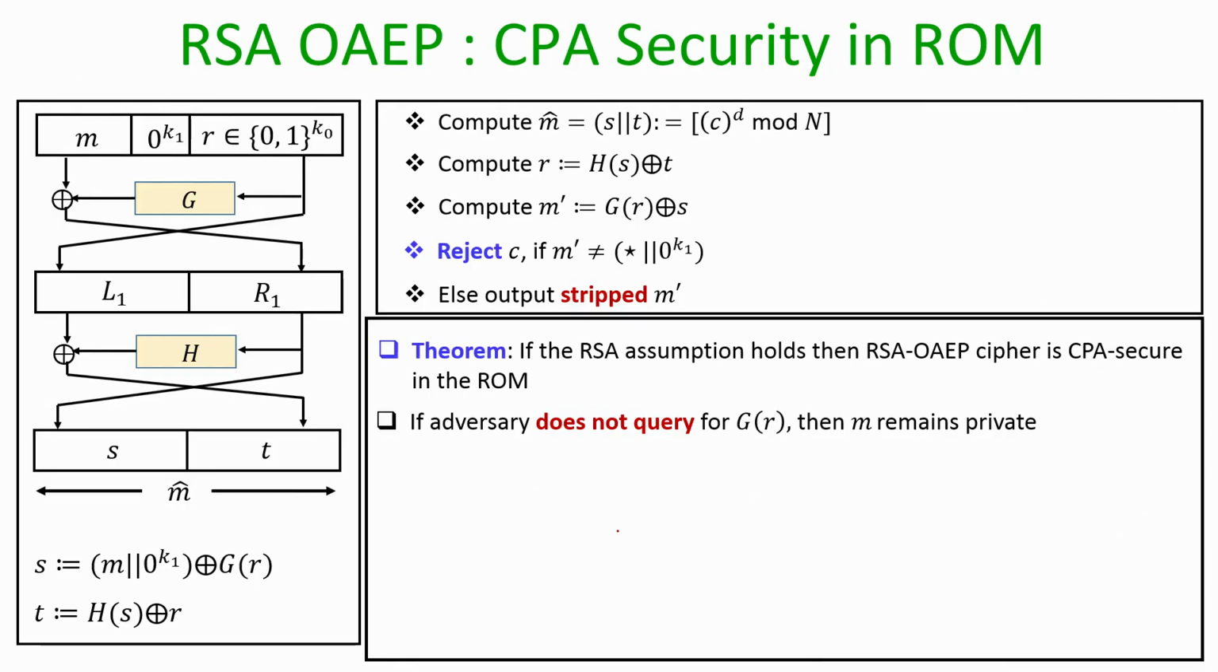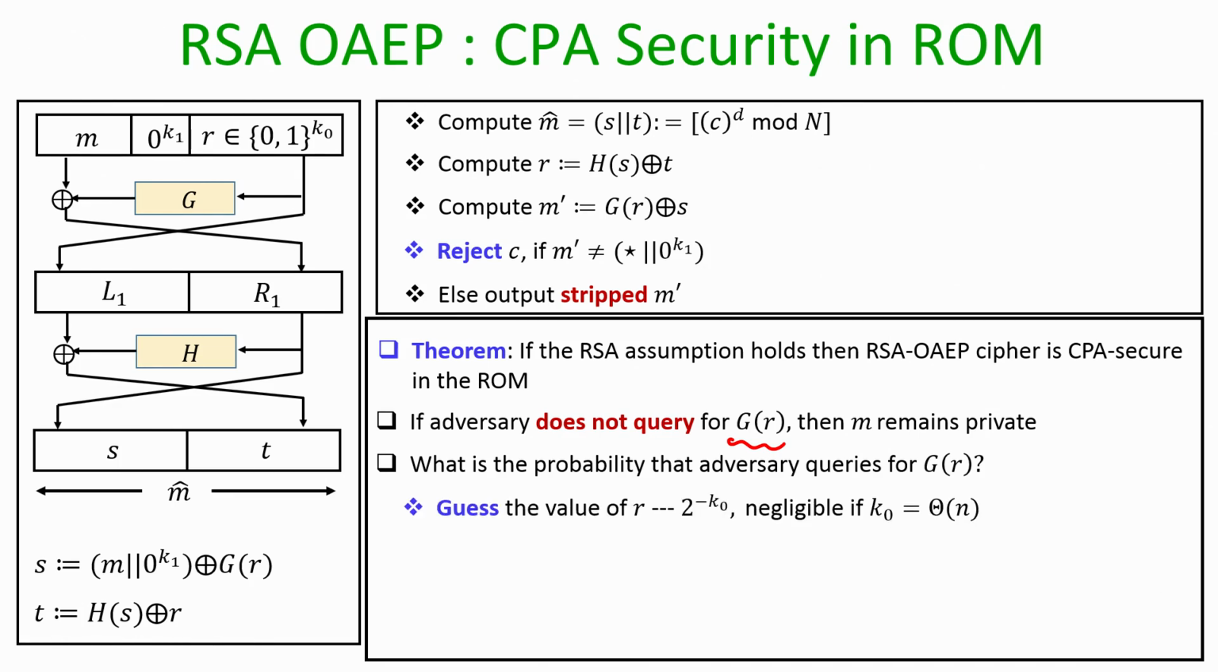The idea behind the CPA security proof is that if any adversary participates in the CPA game against this RSA OAEP encryption process, then the challenge plaintext, which has been encrypted in the challenge ciphertext, remains hidden if the adversary does not query for G of R, because the actual plaintext M would have been XORed with G of R. And since we are in the random oracle model, the function G is instantiated as a random oracle where the adversary does not know the code of the function G. So, now the question is, what is the probability that the adversary indeed queries for G of R?